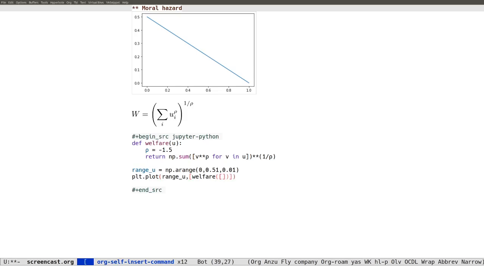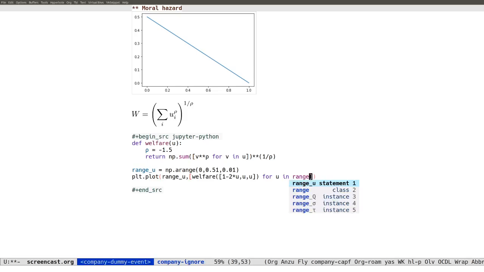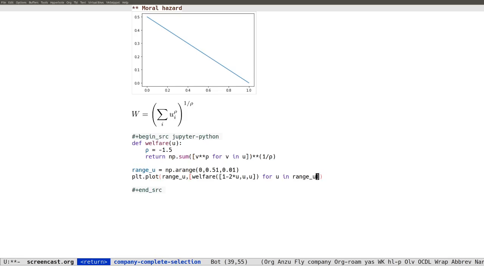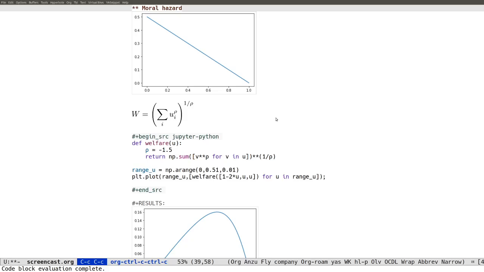So this economy is going to have 3 individuals. So the first individual gets 1 minus 2 times u. The second individual gets u, and the third individual gets u as well, for u in range of u. So let's plot this and I'll explain what's happening.